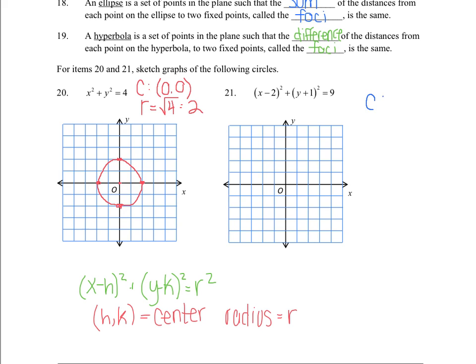For 21, our center is going to be at 2, -1, because these numbers are always going to be the opposite. Our radius is going to be the square root of 9, which is 3. So I'm going to go to my center, which is 2, -1, so it's going to be kind of right there. And I'm going to go 3 to the right, 3 down, 3 to the left, and 3 up. And then I'm just going to sketch that circle. And that's how you sketch a circle.